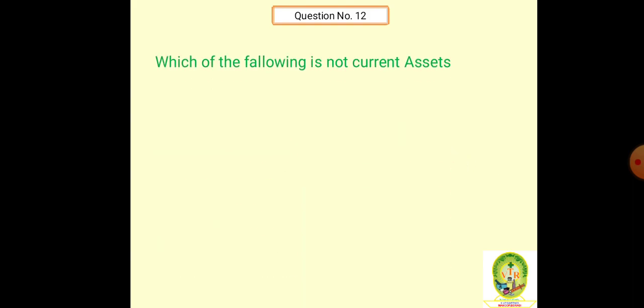Which of the following is not a current asset? Options are A. Cash, B. Bank, C. Debtors, D. Machinery. Right answer is D.